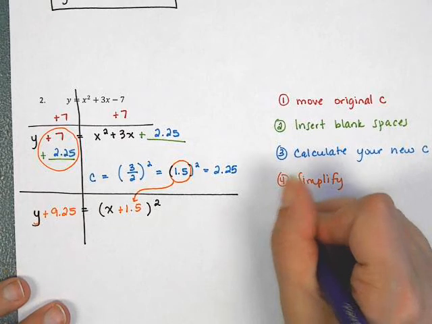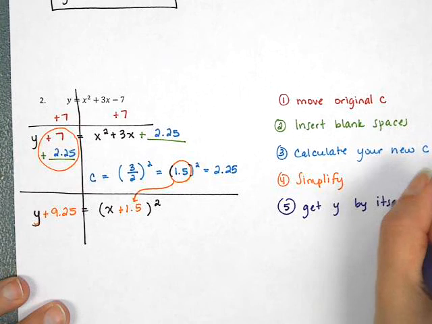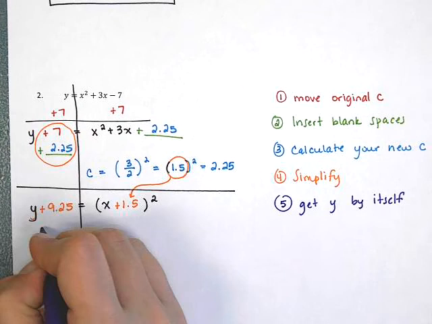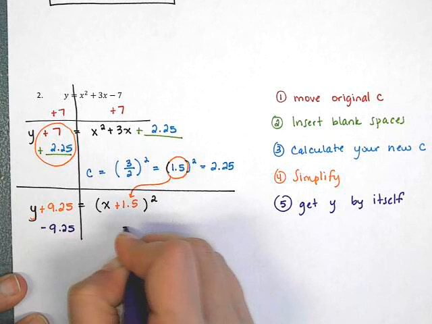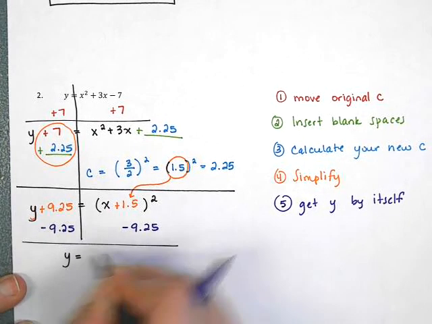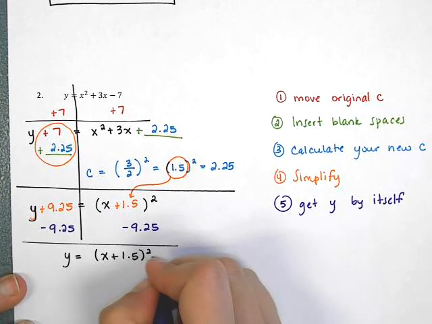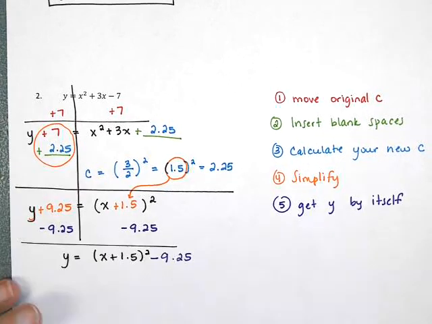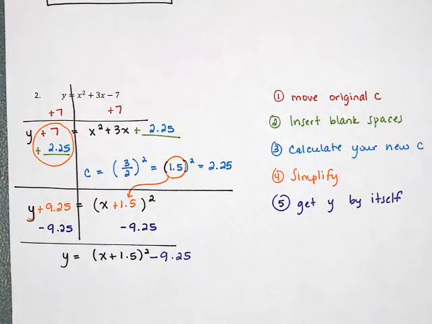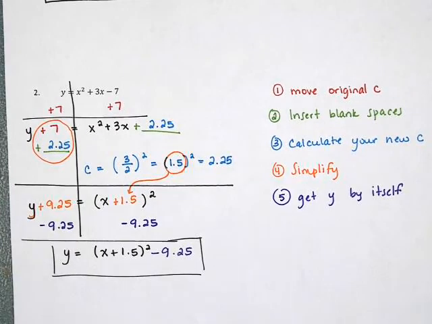Lastly, we're just going to get y by itself. So we're going to subtract the 9.25 on both sides. And I'm going to have y equals x plus 1.5 squared minus 9.25. And that's it. This is the vertex form of the standard form of the equation. So if I just rearrange it, I would get the same graph either way. This is just a different way of looking at the equation.